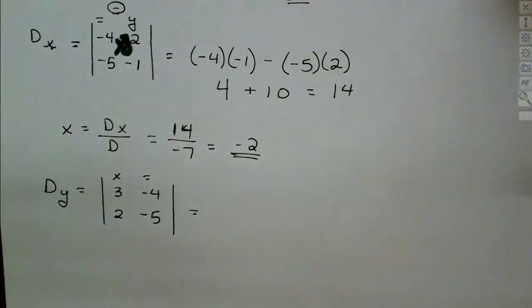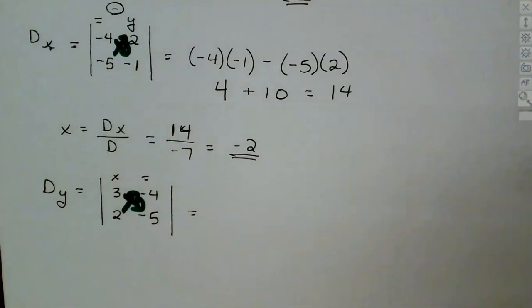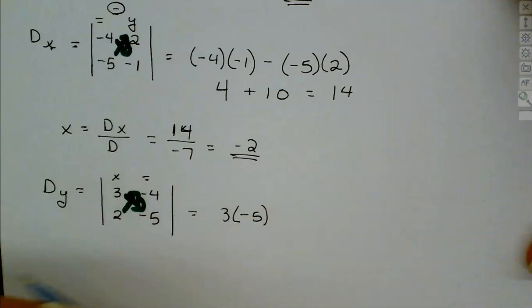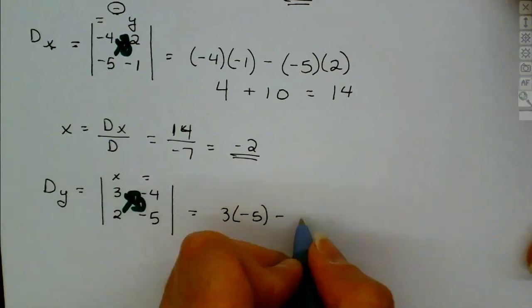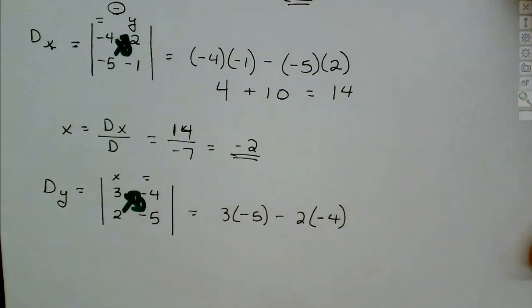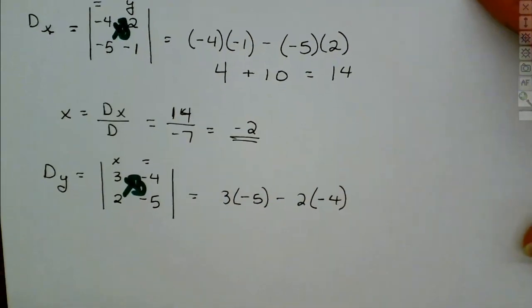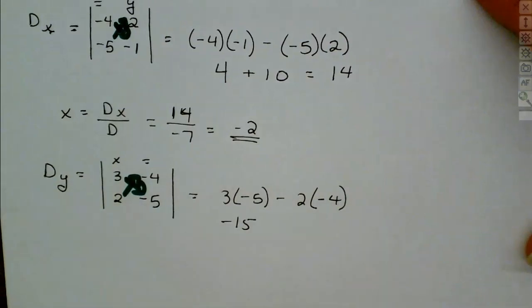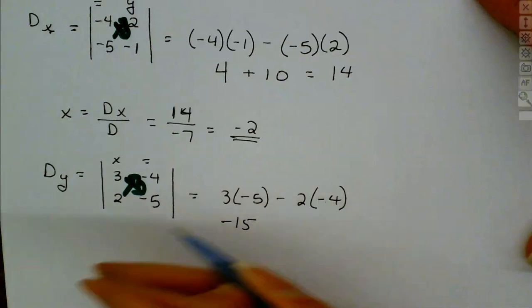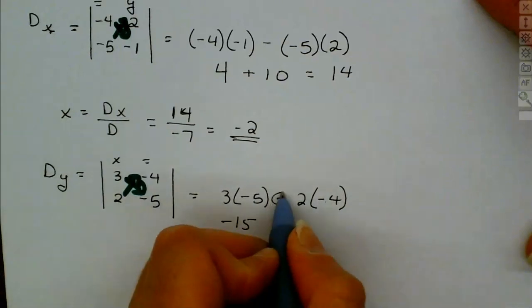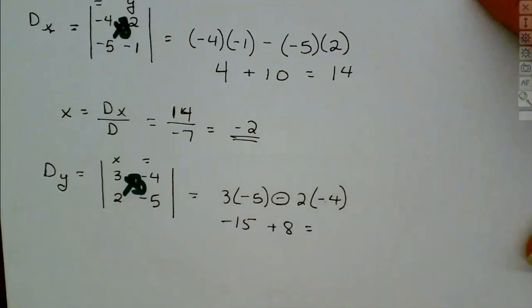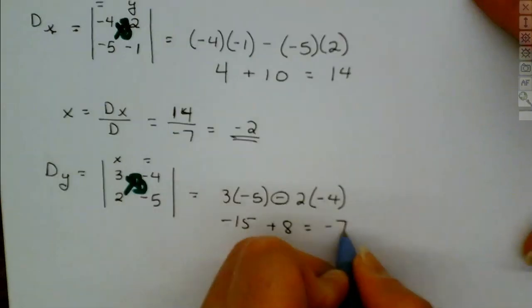Cross multiply, get your determinant. So that's 3 times a negative 5 minus 2 times a minus 4. 3 times a minus 5, that's a minus 15. 2 times a negative 4, that's a negative 8, but there's a negative in front of that, so that makes it a positive 8. Be very, very careful with your signs. And minus 15 plus 8, that makes it a minus 7.